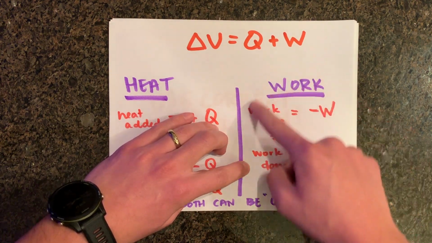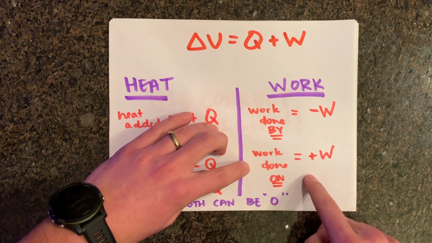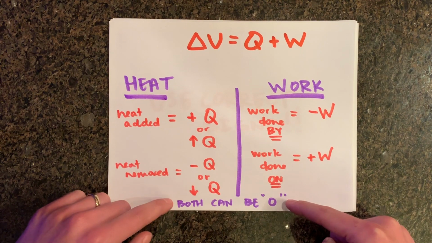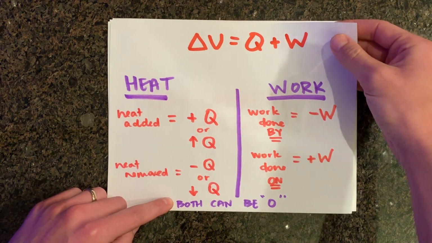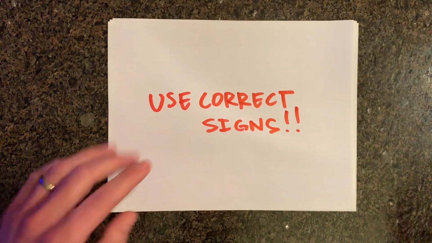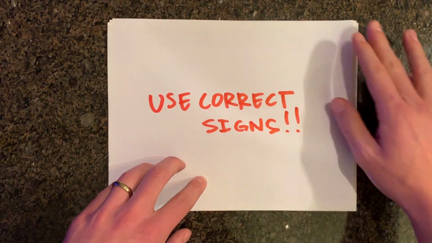If there is no transfer of heat, then no work is done. Both of these values can also equal 0, as we've previously discussed. When doing calculations, make sure that you use the correct sign for these values or the answer will be incorrect.